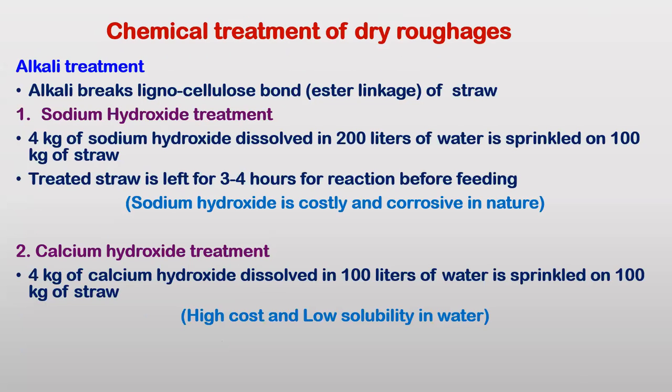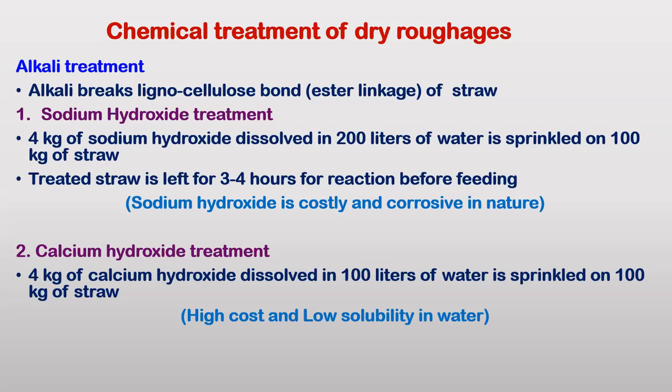Next is the chemical treatment of dry roughages. First is the alkali treatment. What the alkali does is break the ligno-cellulosic bond of the straw, which is linked with ester linkages. Once the ligno-cellulosic bond is broken, the digestibility of that particular material will be enhanced. And when digestibility increases, the nutritive value of that feed will also increase.